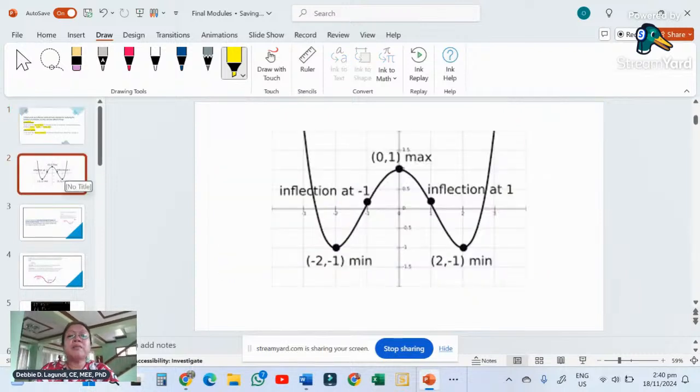I have here an example that shows the minimum point, which is the lowest part of a curve, and the maximum point. This is the minimum, this is the maximum point of a curve, the minimum as well, and inflection points. Inflection points are where the curve changes from maximum to minimum. After -1, this goes down already, and from -1 it goes up.